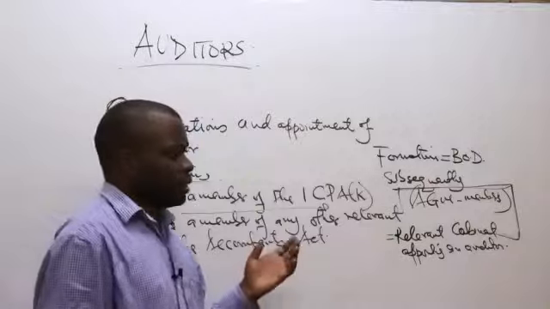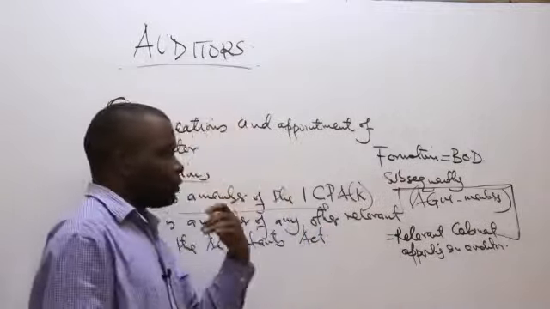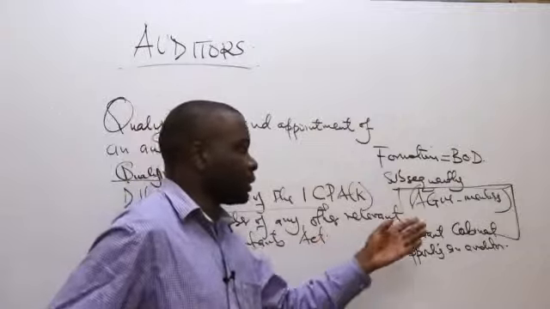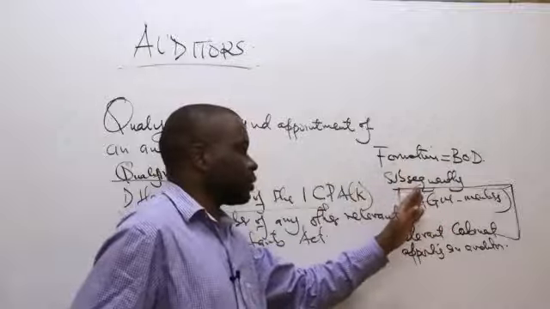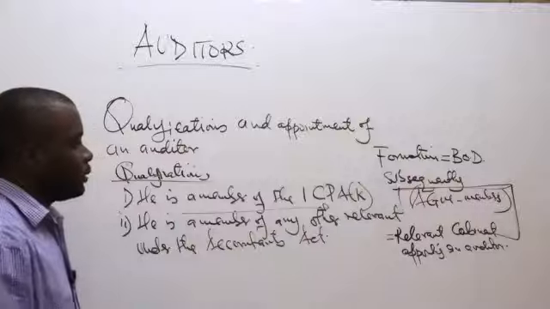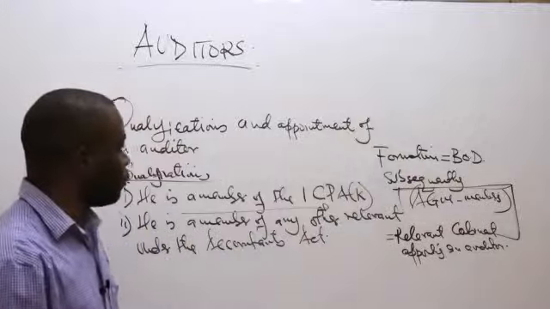But sometimes there could be a casual vacancy also in the office of the auditor. So of course, the directors can still appoint an auditor in the case of that particular casual vacancy, but that auditor will serve until the next AGM, when the members could decide who will be the auditor of the company.